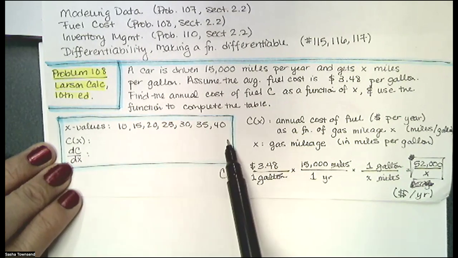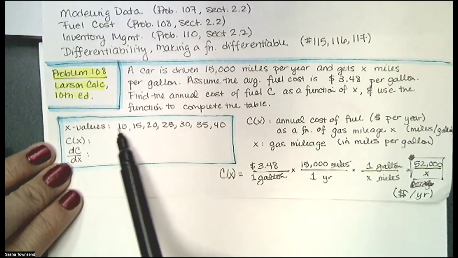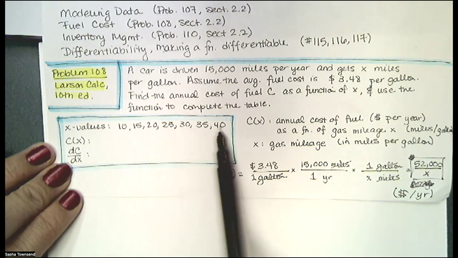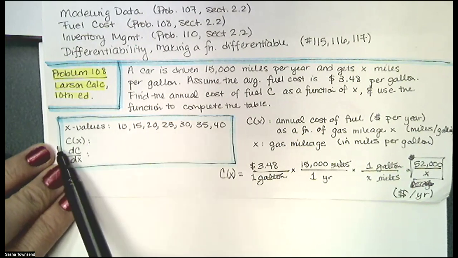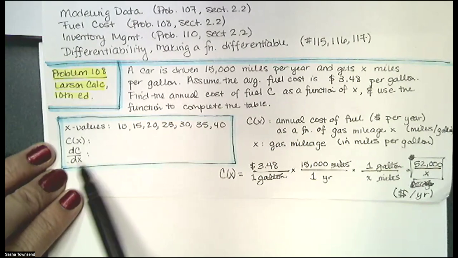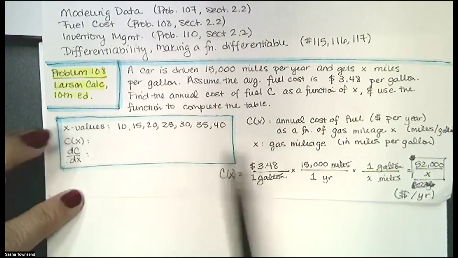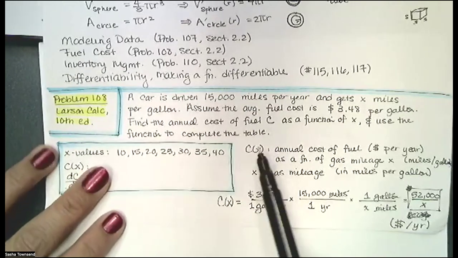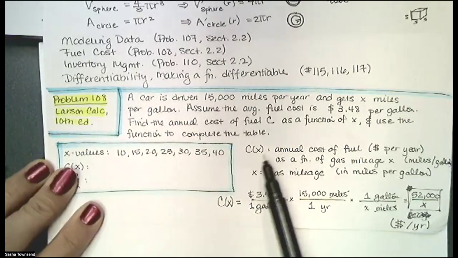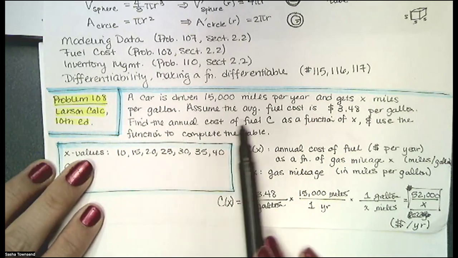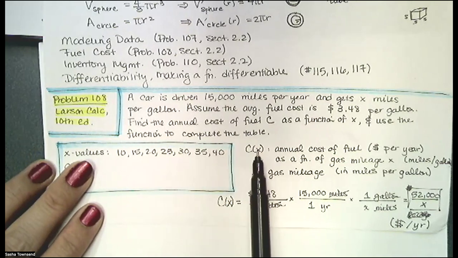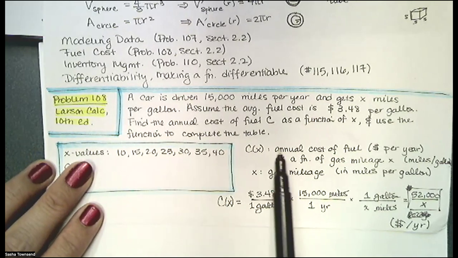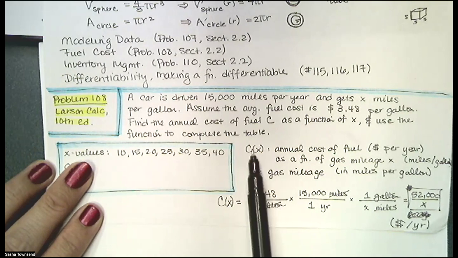So we're given a table like this with rows, and we're given X values 10 through 40 in increments of 5. We're asked to find C of X and C prime of X. The first thing that I always write down when I'm reading a word problem like this is what my variables represent. So they say find the annual fuel cost C. So I'm writing C of X. And then I just tell myself, what does C of X mean?